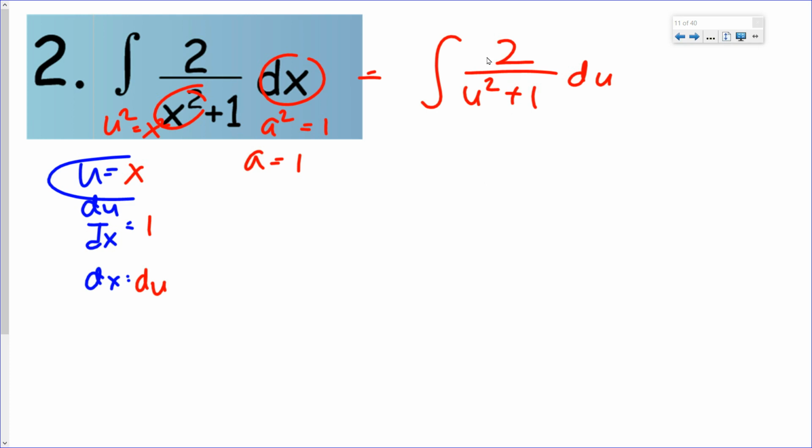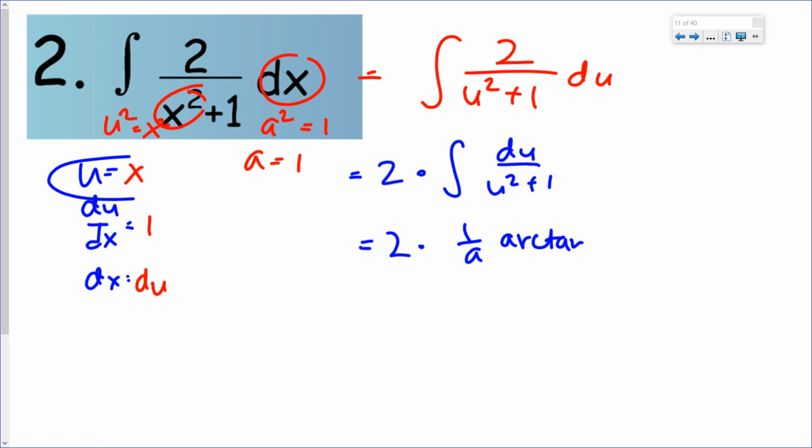Okay. All right. So I've got this. It is an arctan problem. So I go look at my pink sheet, and it should look just like the arctan formula on my pink sheet. The du over u squared plus 1. What's extra here? The 2. So what I do is I pull out the 2. Okay, and I see that what I have left looks just like my pink sheet. So that means this answer is 1 over a arctangent u over a plus c.